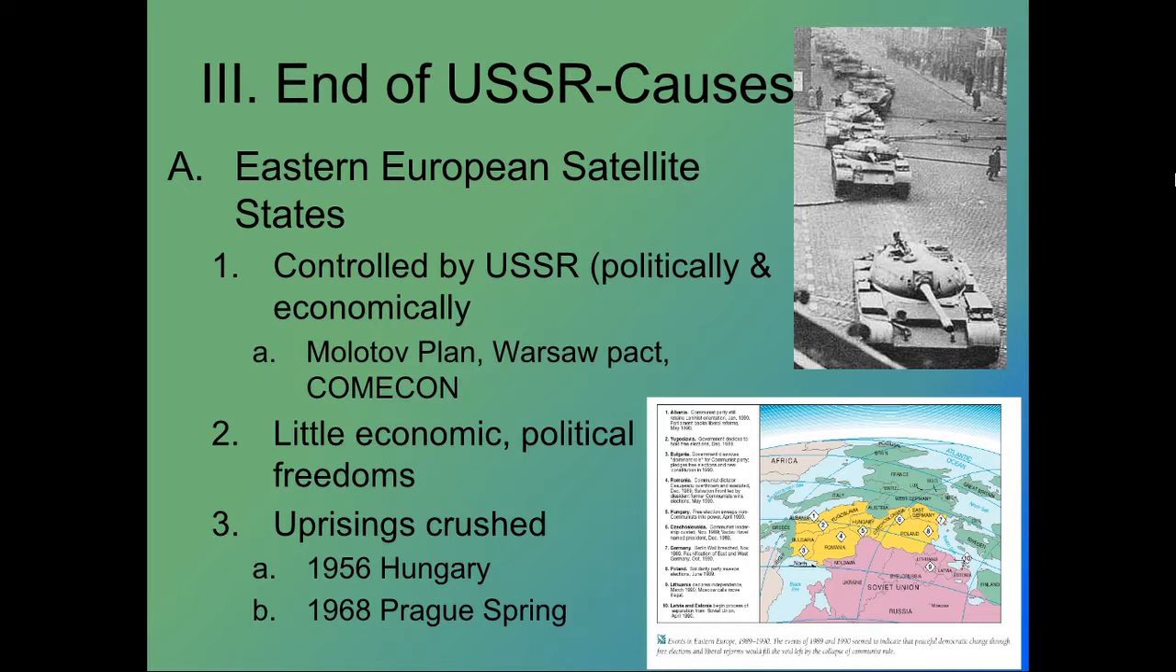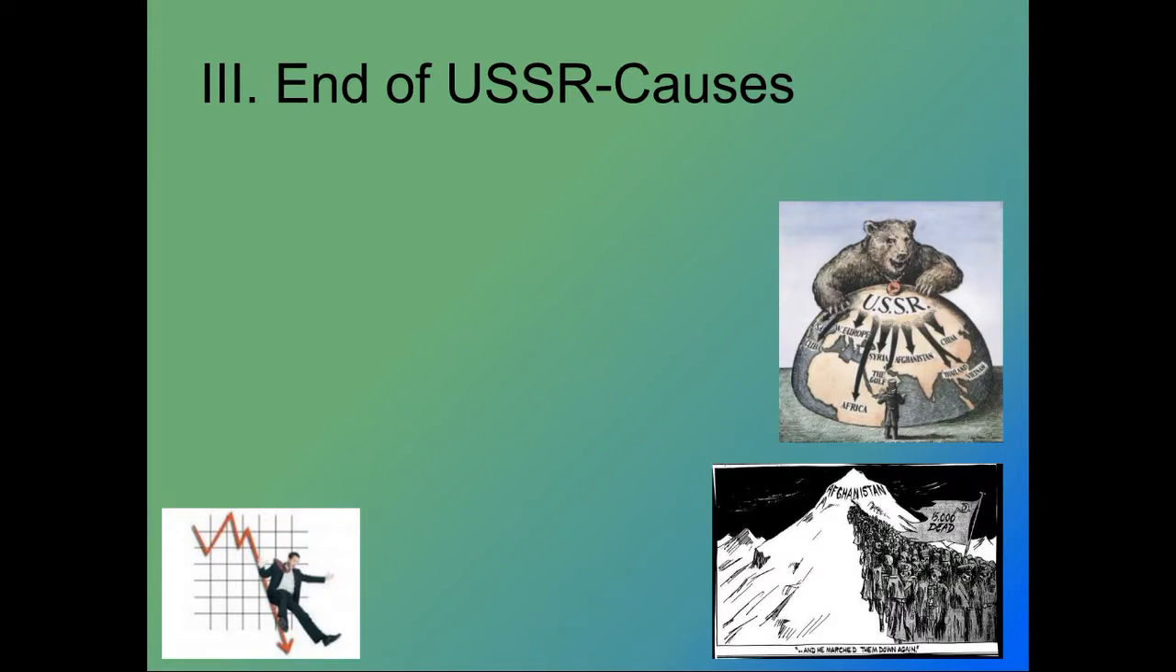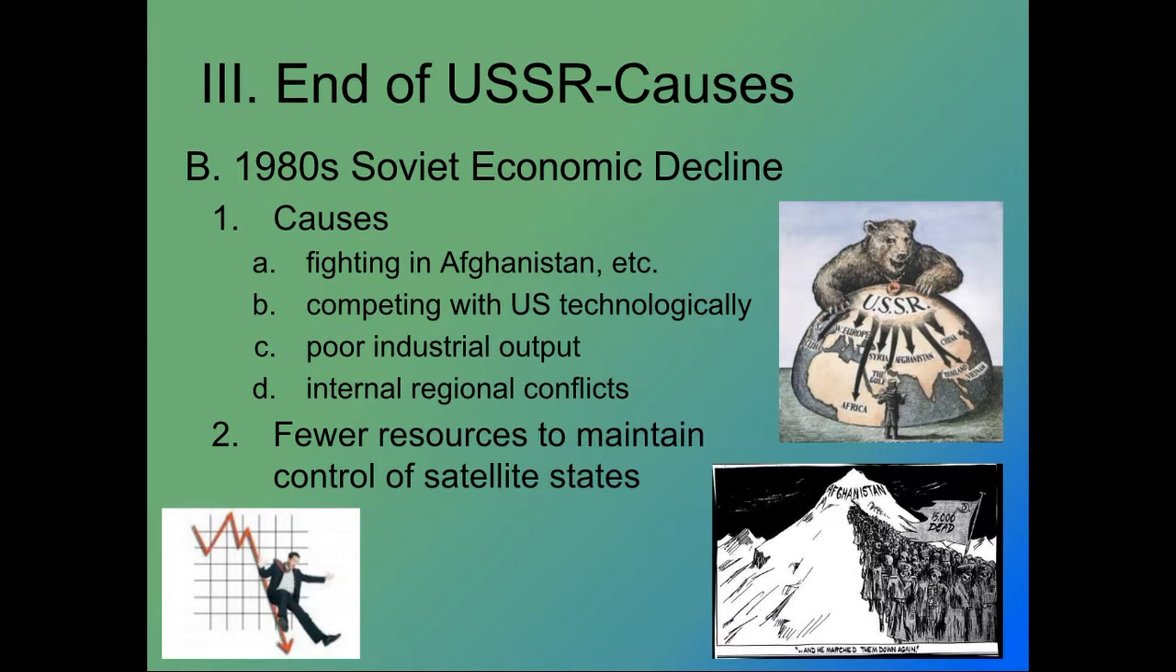So that's a little background on the satellite states. Let's talk about the actual end of the Soviet Union, the factors for it. Don't worry, we'll come back to the satellite states. But before we do that, we want to understand what's going on in the Soviet Union. Because in the 1980s, the economy starts to tank.